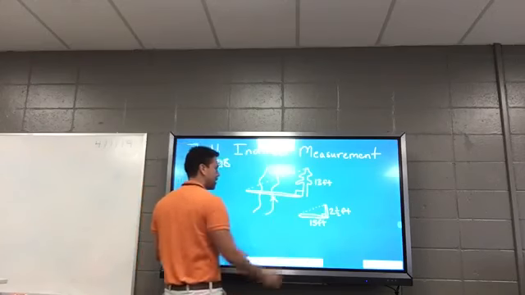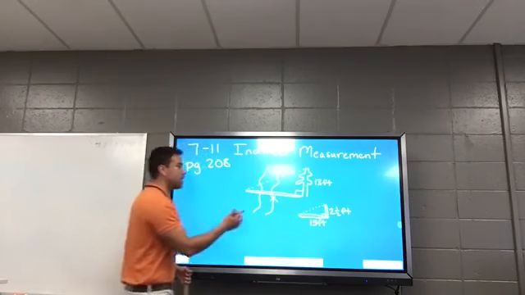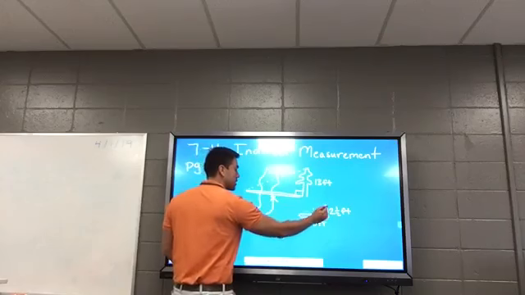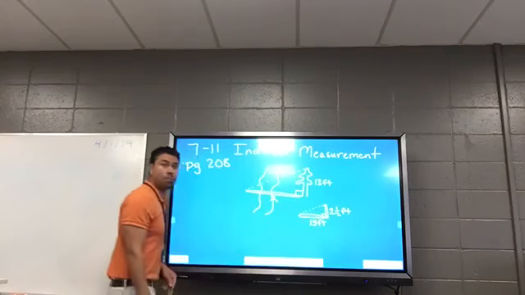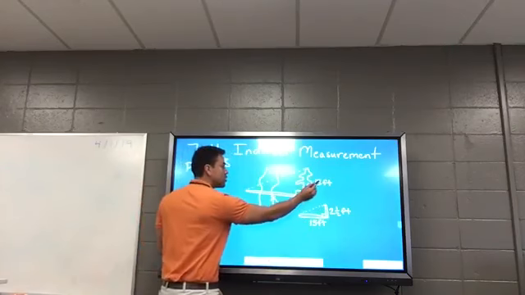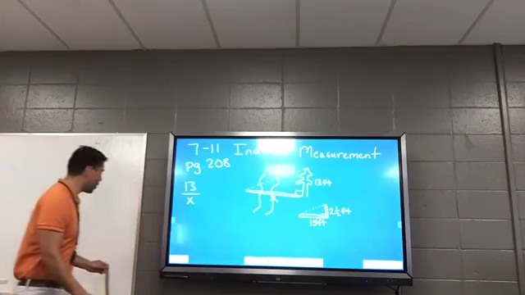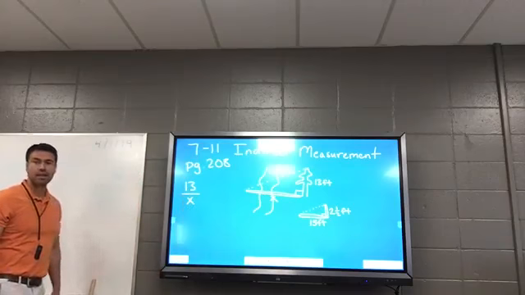I don't know that distance across the gorge. Again, it's very impractical or even dangerous, but these two triangles are similar, so I can make a proportion. One of the proportions, this is not the only one, is 13 over x. That's one ratio that I can come up with.